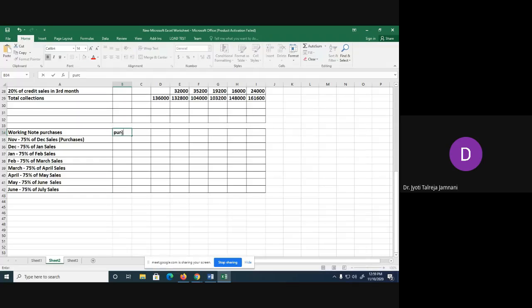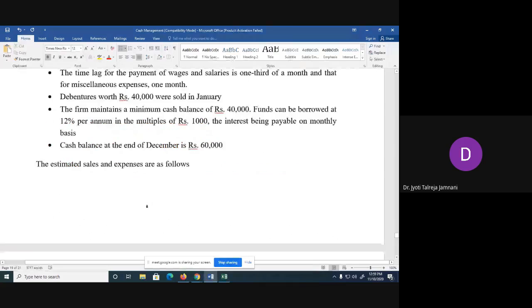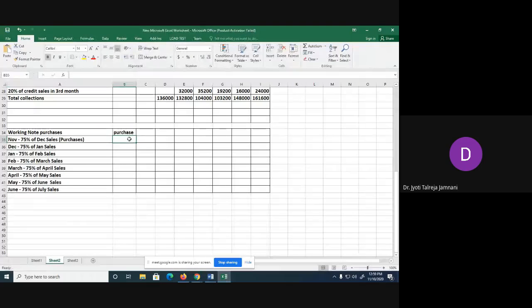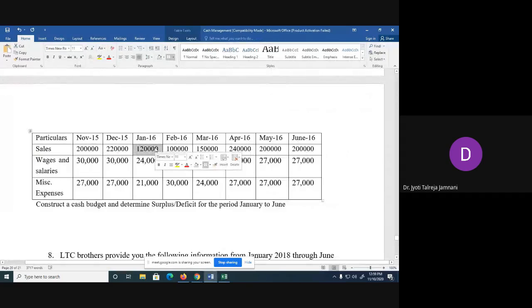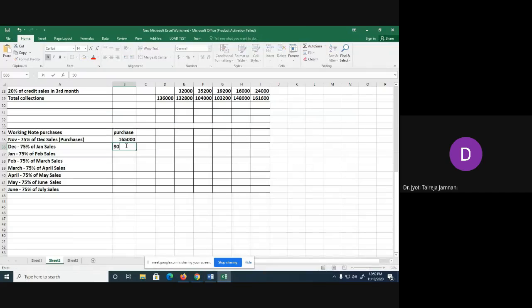So I'm writing here purchases. We're going to find the value of purchases now. So for November, it is 75% of December sales. So we'll go to sales. December sales is 2,20,000. 75% of that we have to find, which will be 1,65,000. Okay, then in December we want 75% of Jan sales. So January 1,20,000 is the sales. We find 75% of that. That comes to 90,000. So we will have 90,000 here.